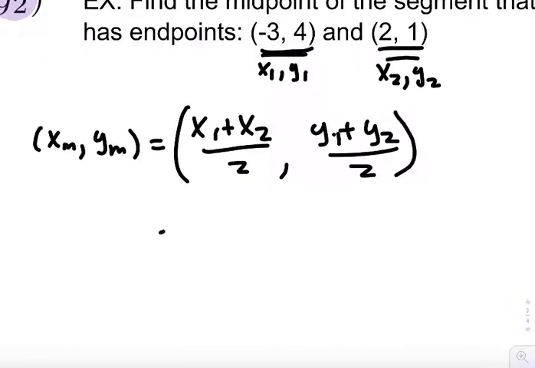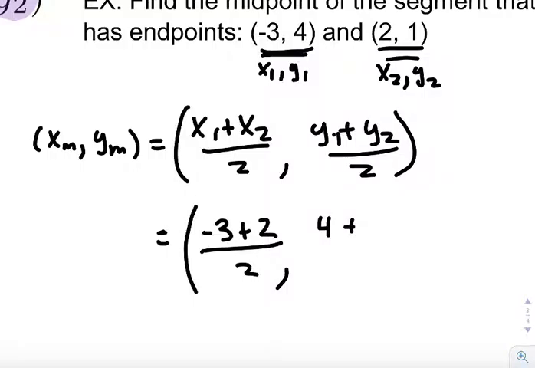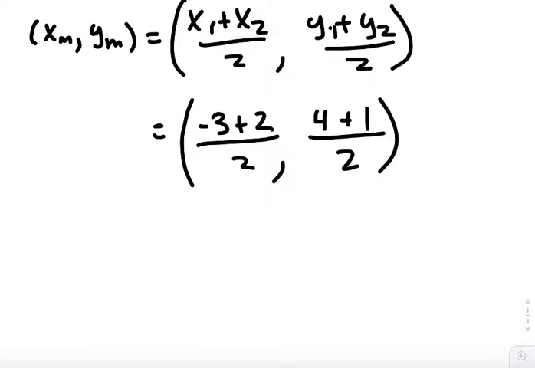Now, in terms of substitution, this is going to be very straightforward. x1 is going to be negative 3. My x2 is going to be 2. This will be over 2. My y1 will be 4, plus my second y value, which is 1, again, all over 2, because we're just going to average them together. And so the halfway point, if we go from negative 3 all the way to 2, is going to be negative 1 over 2. If we go from 4 to 1, that's going to be 5 over 2.